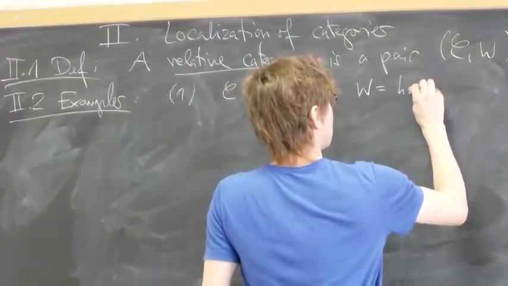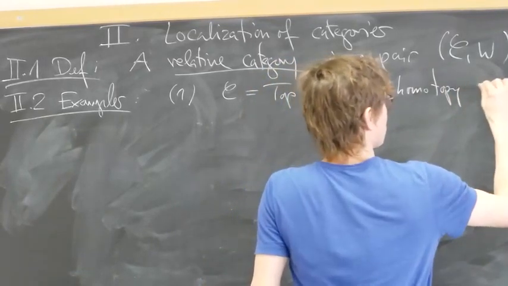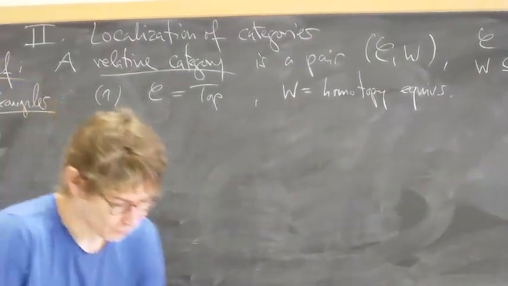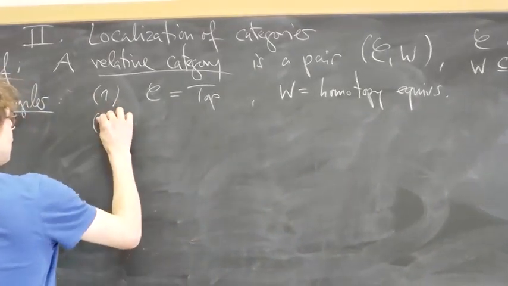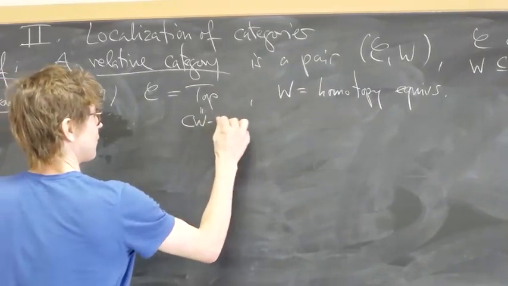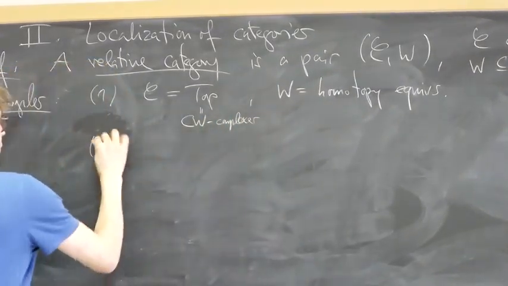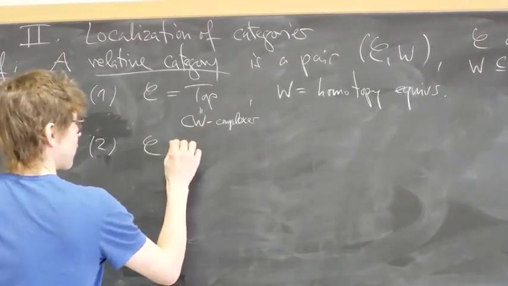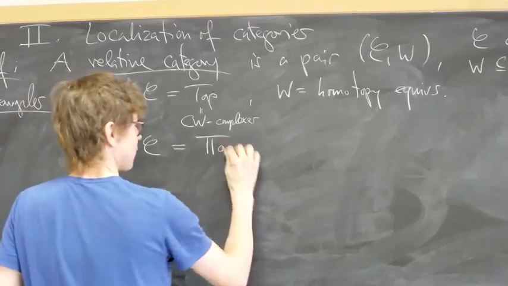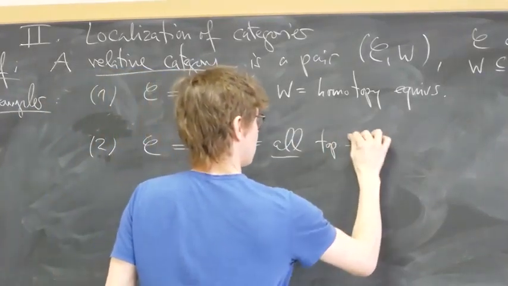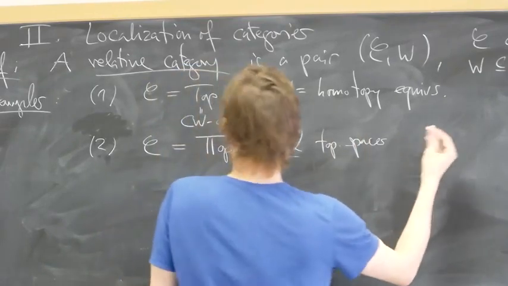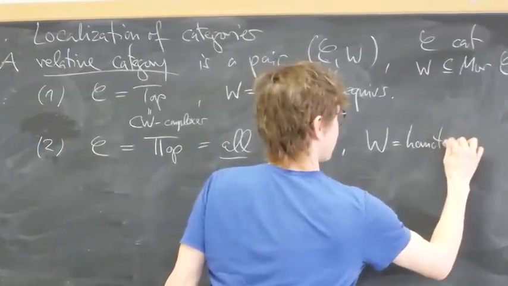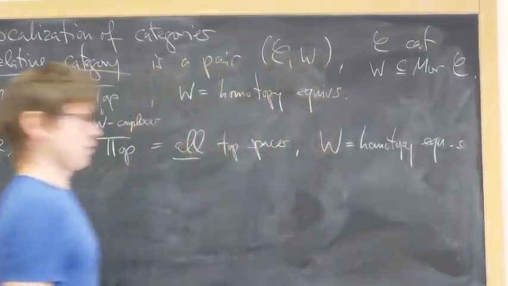With W the homotopy equivalences. Well, remember I said Top, CW complexes. There are a few variants of this, and we should at least have said it once. So another version would be, let's call it Top with a double T. Of course, it makes sense in general to say homotopy equivalences.